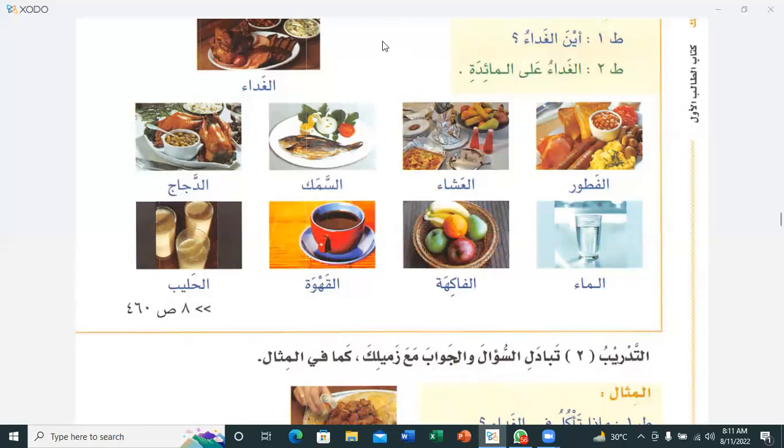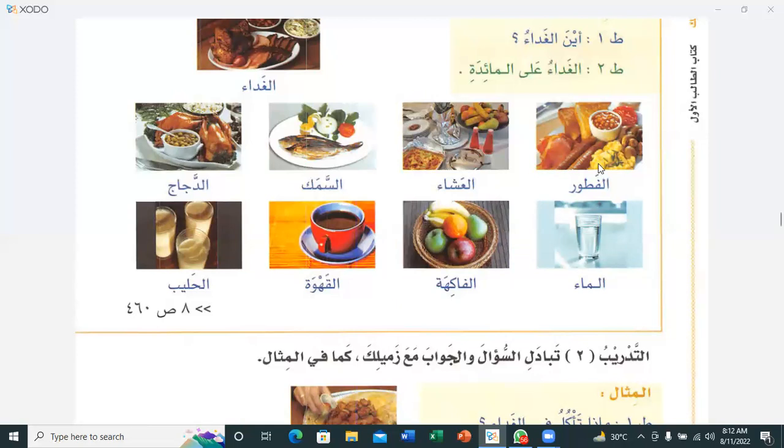The answer to this question is نعم. If we say yes, I have had breakfast, we say naam laqad tanawaltul fatura. Laqad tanawaltul fatura. Tanawaltu. Tanawaltul fatura.